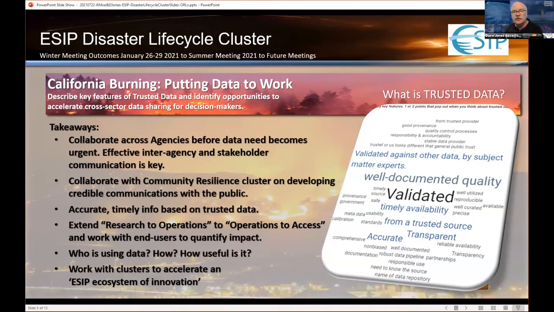So we took that input and we made that a charge for the summer meeting, which is this meeting that we're in today. And one of the things that we really wanted to accelerate is that last bullet down there: work with clusters to accelerate this ecosystem of innovation, this ESIP ecosystem of innovation.